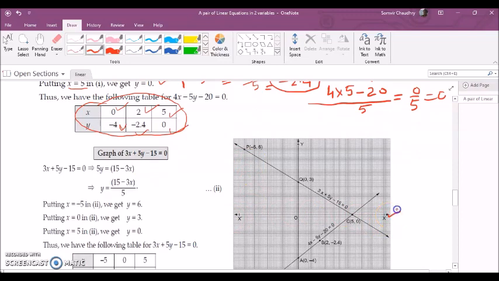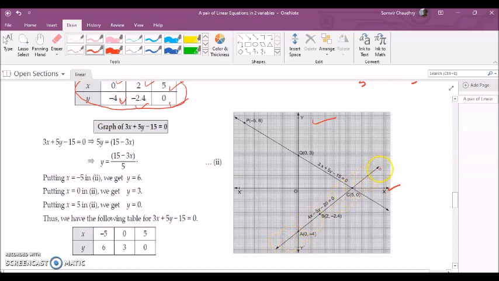This is your x-axis, this is your y-axis. Okay, so this is the line we are talking about, whose solutions we found. Look at the first point: when x is equal to 0, you are on the y-axis and y is equal to minus 4. So this is your point. When you put x is equal to minus 2, this is x is equal to minus 2 here, and y is equal to minus 2.4.